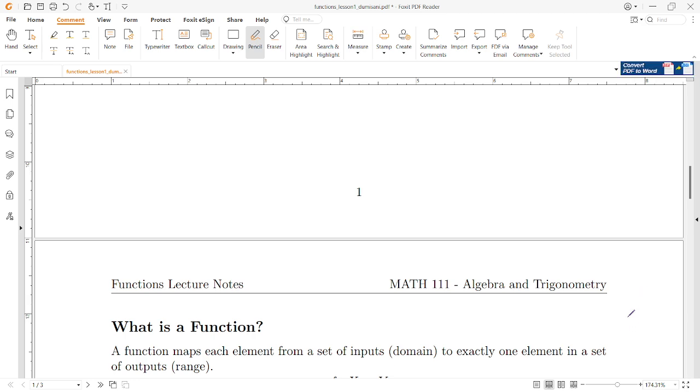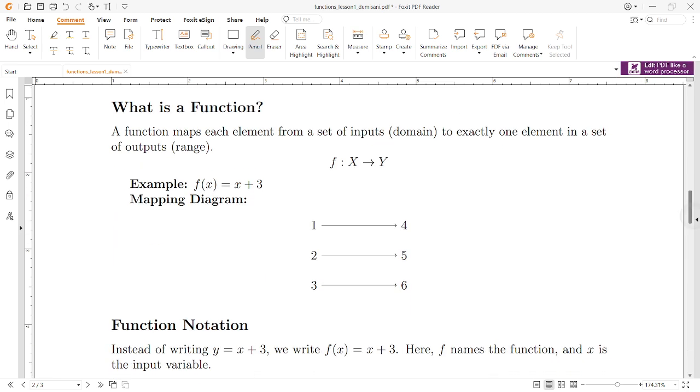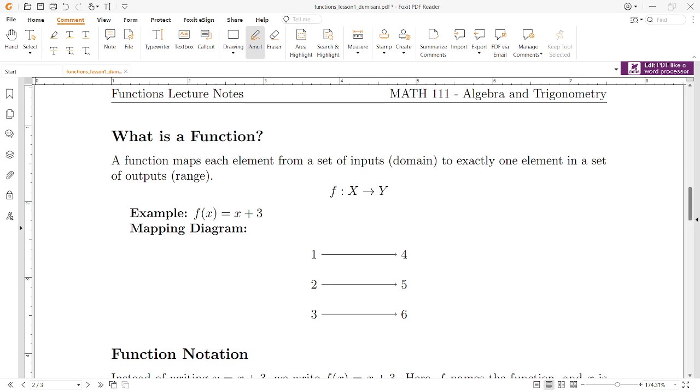For example, if we have a function f of x equal to x plus 3, we can map values from one set that contains values 1, 2, 3 to another set that contains values 4, 5, and 6. Let me explain that using the whiteboard.